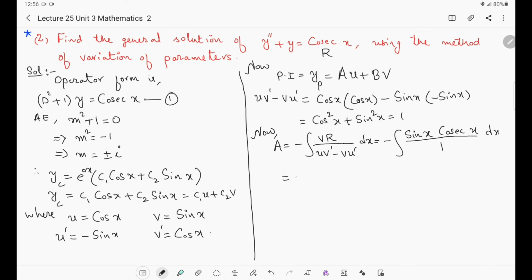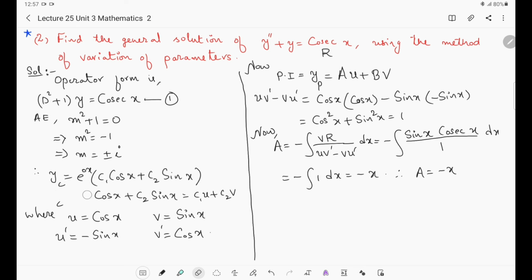Then what will happen here? Minus integral of sin x into cosecant x. Actually cosecant x is nothing but 1 by sin x. So sin x by sin x, 1 we will get, into dx. So minus integral of 1 is x. So therefore what is A now? A is minus x. A we are getting to be minus x, right.